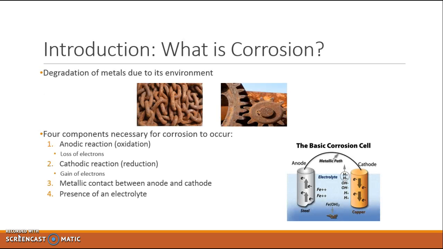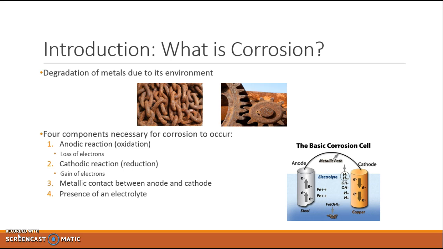So what is corrosion? Corrosion is defined as a degradation of metals due to its environment. Metals are typically not found in their pure form. They must be extracted from ores such as sulfides and oxides, and once they're extracted, they're at a higher energy state. And materials in nature typically want to be at lower energy states, or the lowest energy state possible. In order to do this, corrosion will take place.